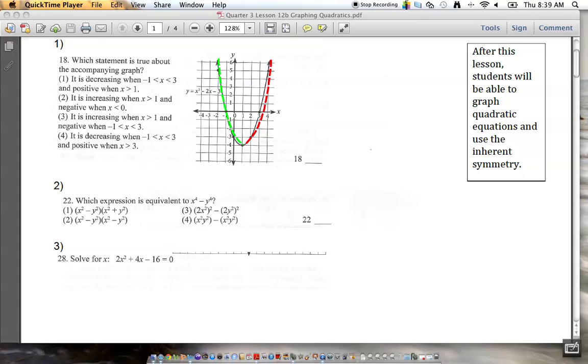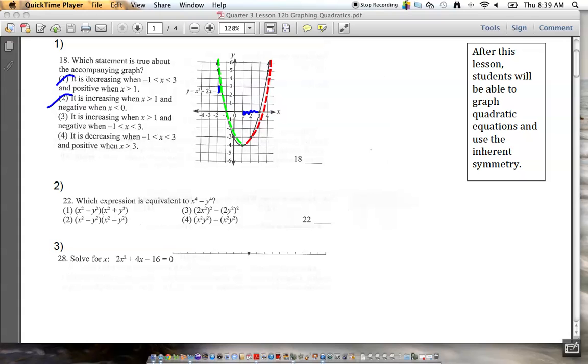Change colors of pen. Is it decreasing when x goes from -1 to 3? So from -1 for x to 3. No, because see, right in here, x is between -1 and 3, but the graph is clearly increasing, so that's not true. It's increasing when x is greater than 1. That is true. And it's negative when x is less than 0. That's not true, though, because look, here's an area where x is less than 0, but the graph itself is positive, so that's not true.